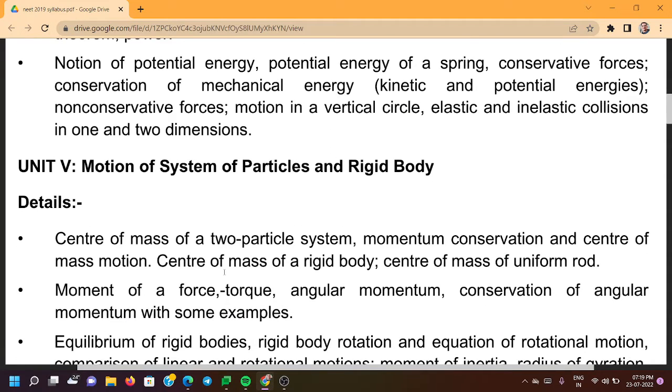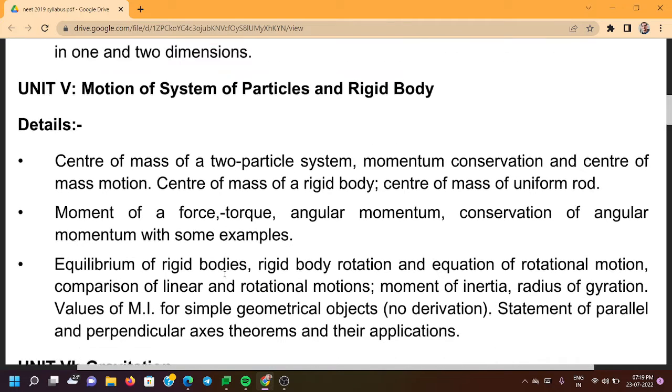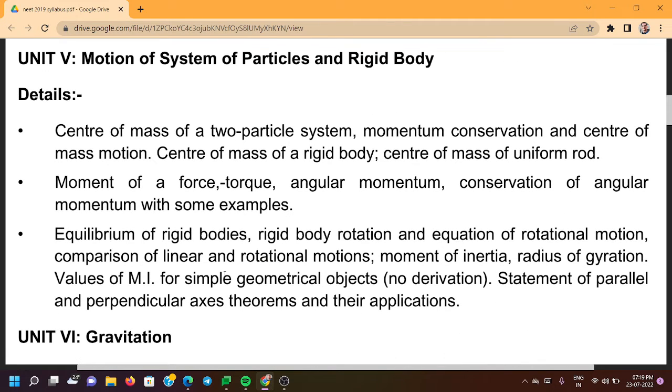Physics Unit 5, Motion of System of Particles and Rigid Body. Details. Center of mass of a two-particle system. Momentum conservation and center of mass motion. Center of mass of a rigid body. Center of mass of a uniform rod. Moment of a force, torque, angular momentum. Conservation of angular momentum with some examples. Equilibrium of rigid bodies. Rigid body rotation and equations of rotational motion.